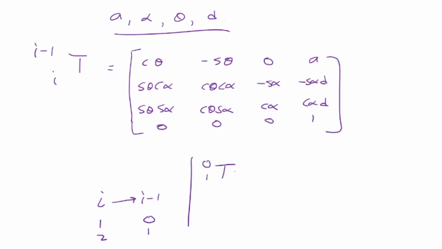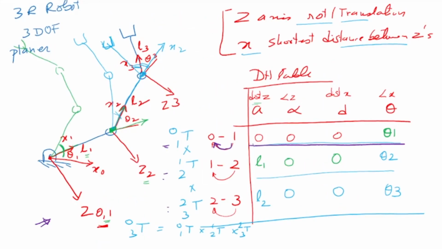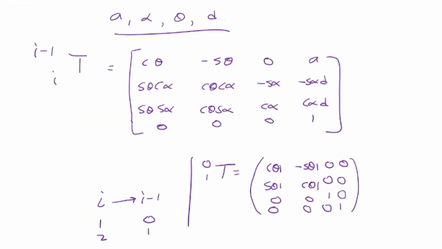I'll draw it again and explain. What will it be? Cos theta, minus sin theta 1, cos theta 1, then 0 0 1, 0 0, and 0 0 0, 0 0 0, 1. If you go back and remember what I had written in the table, it is 0 0 0 theta 1. So there's only one variable, theta 1. If I take it and put it in this matrix, theta 1 will come here, and theta 1 will come here.